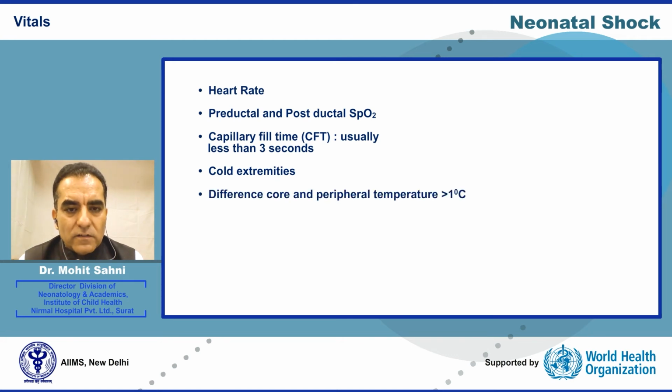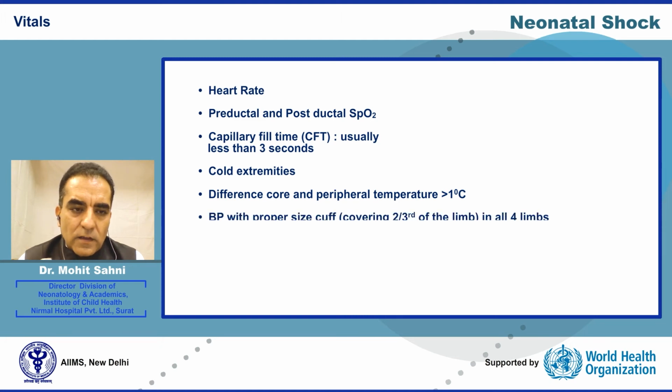Record the temperature. The peripheral temperature you can record in the axilla, and the core temperature you can record per rectally. If there is a difference of more than 1 degree Celsius, that again points towards early shock. Then the blood pressure: we can do non-invasive blood pressure, but we have to be very careful regarding the size of the cuff, because whatever cuff you are using should cover 2/3 of that limb.